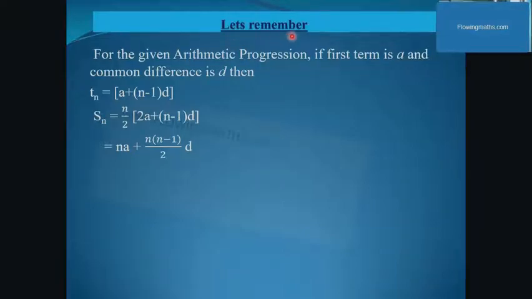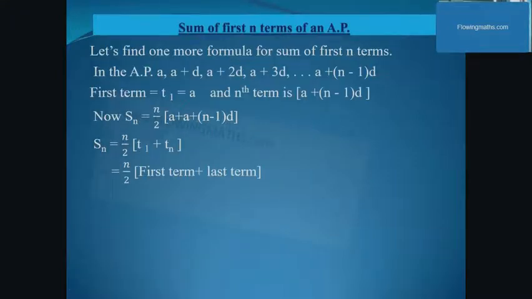So let us remember, Tn is a plus (n minus 1)d. Sn, the sum of all terms of the AP, is n by 2 into (2a plus (n minus 1)d). Also, there is one more formula for calculating Sn. In an AP, these are the terms. The first term is a and the nth term is a plus (n minus 1)d.